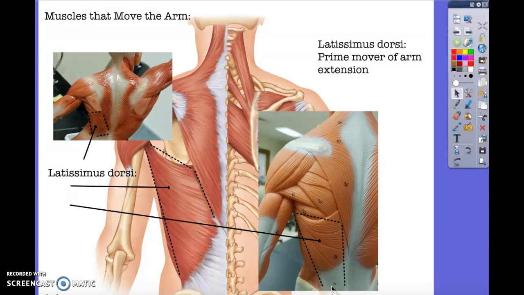Before we can extend your arm, we need to flex your arm, right? So flex your arm. We're not talking about your forearm, we're talking about your entire arm. So this is going to be on a sagittal plane. Flex your arm upward, okay? And now put it back down by your side. That was your latissimus dorsi at work.